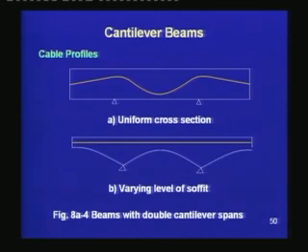For beams with double cantilever spans, again for a uniform cross section, we observe that the cable profile mimics the moment diagram where the CGS is below the CGC in the positive moment regions of the middle span, and as we go close to the supports, the CGS is above CGC in the regions where the moment is negative. In the cantilever spans, the CGS is always above the CGC because the cantilevers are always subjected to a negative moment.